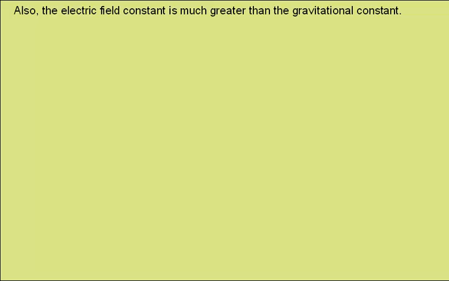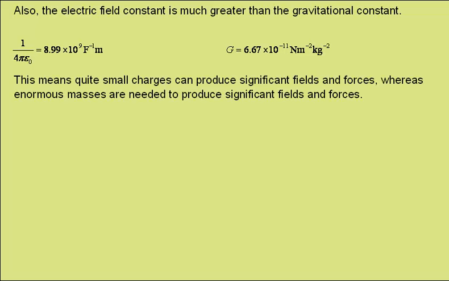Also, the electric field constant is much greater than the gravitational constant. 1 over 4 pi epsilon naught has a value of 8.99 times 10 to the 9 farads to the minus 1 meters, whereas the gravitational constant G is 6.67 times 10 to the minus 11 newtons meters to the minus 2 kilograms to the minus 2. This means that quite small charges can produce significant fields and forces, whereas enormous masses are needed to produce significant fields and forces.